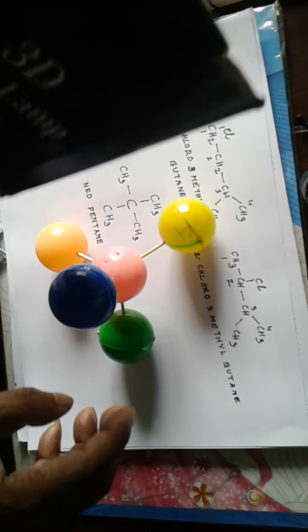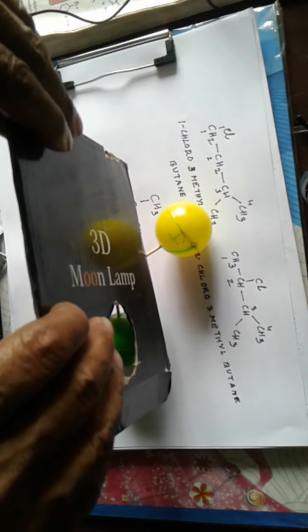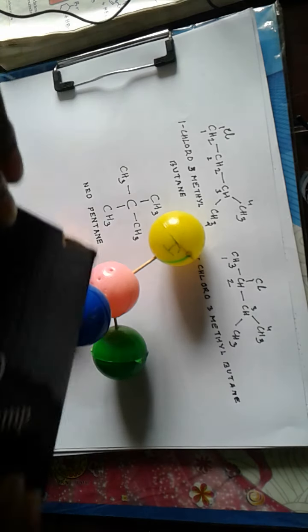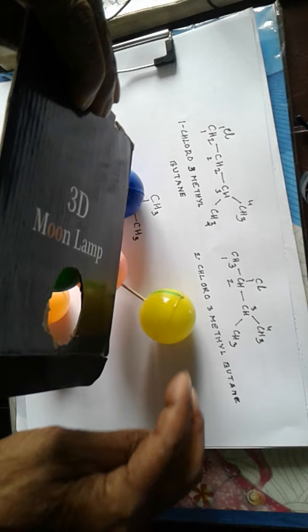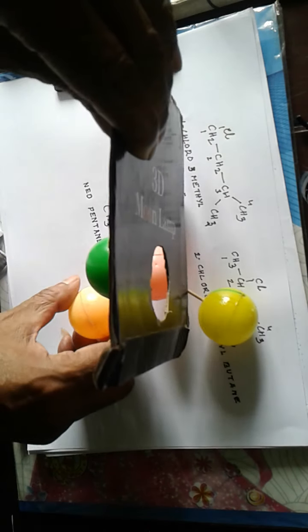Now consider a plane like this. This methyl and this methyl are similarly placed. Consider a plane like this methyl and this methyl. This methyl and this methyl are similarly placed. So the yellow methyl and this pale rose methyl are similarly placed. They are related as object and image structures.